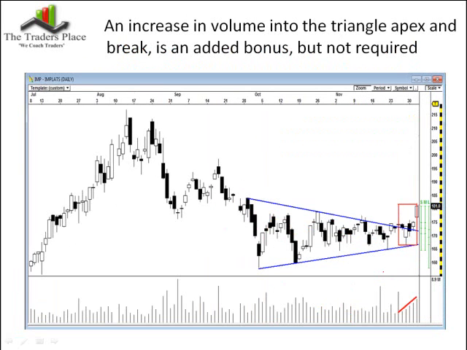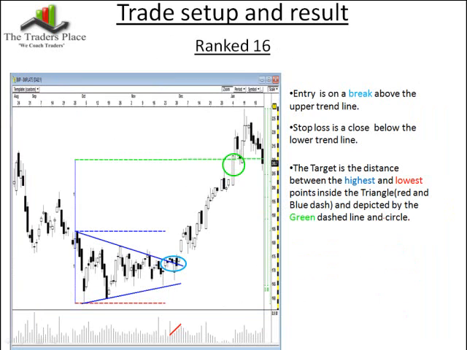One point to note, an increasing volume on the breakout. We can see in the bottom right hand corner, volume is increasing while price is breaking outside of the triangle pattern, which is on the red rectangle. And this is nice to see, but it is not required. The trade setup and result, we can see the symmetrical triangle got broken. We had the increase in volume.